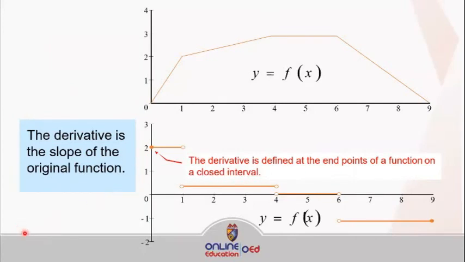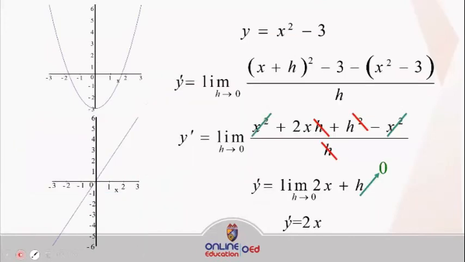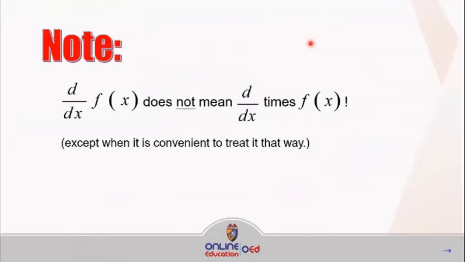Ganyan yung magiging itsura ng graph natin. Then, since alam na natin kung ano yung formula na gagamitin natin, ito na yung way para gamitin yung long method natin para makapag-derive tayo. For this problem, we have y is equal to x squared minus 3. So, yung formula natin, gagamitin natin siya dito, which is yung babalikan natin yung formula natin.